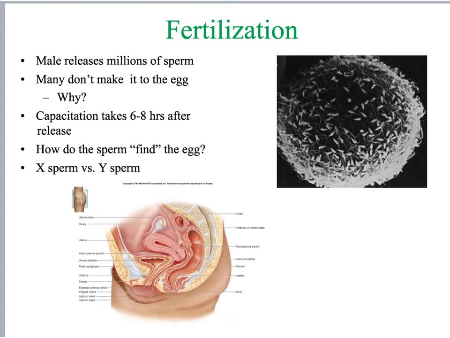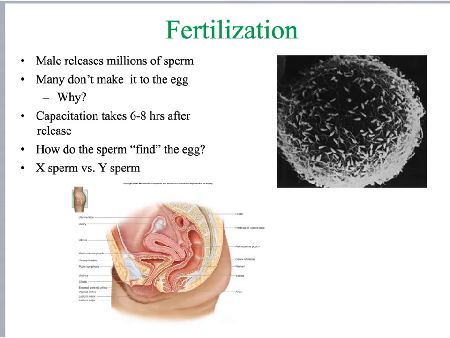Now, fertilization occurs when the sperm's chromosomes combine with those of an egg to form a fertilized egg or a zygote, like I just mentioned. And this is the first cell of the new organism or individual that's formed. Now, during ejaculation, we've already talked about just how many sperm are in a male's ejaculate. We're talking millions and millions.